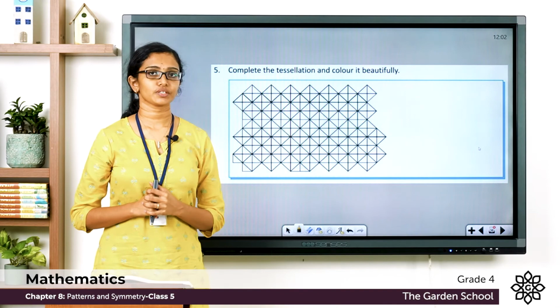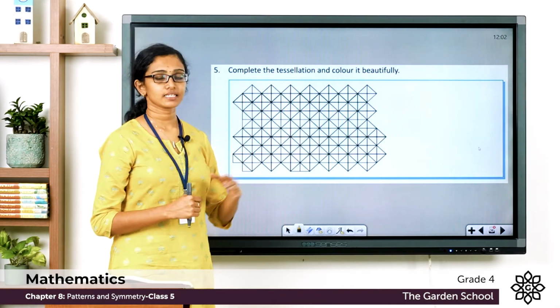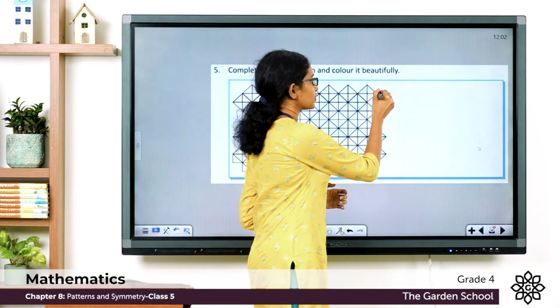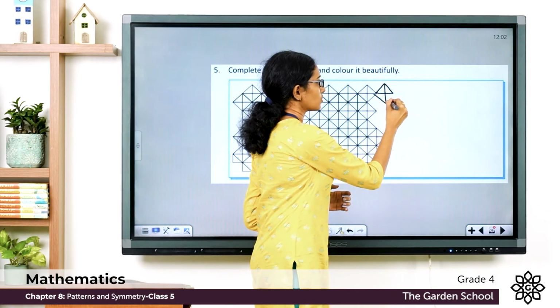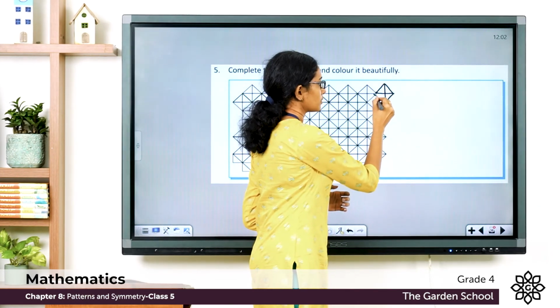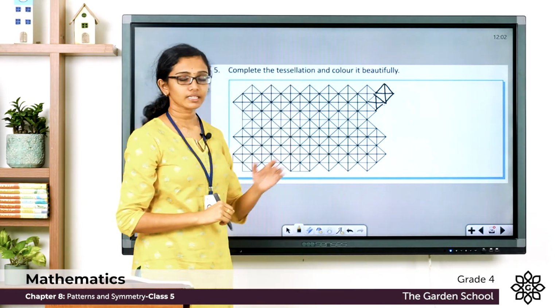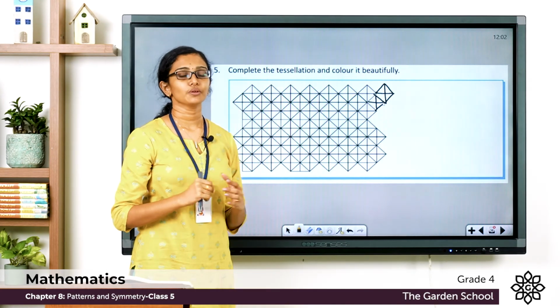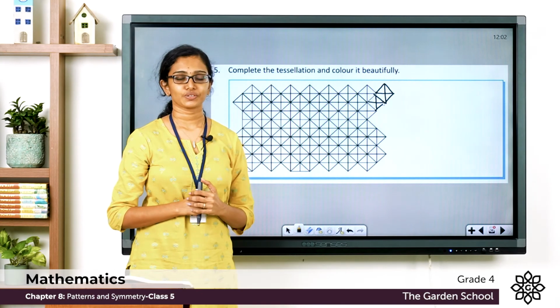Here one tessellation is given and a space is also provided to complete the tessellation. You have to complete the tessellation and then color it beautifully. Like this you can draw. Furthermore, make sure you are using your ruler and pencil to draw it neatly. Complete the tessellation and color it beautifully so that it will be a beautiful tessellation or tiling. Then you take a picture and send it to us on Teams.